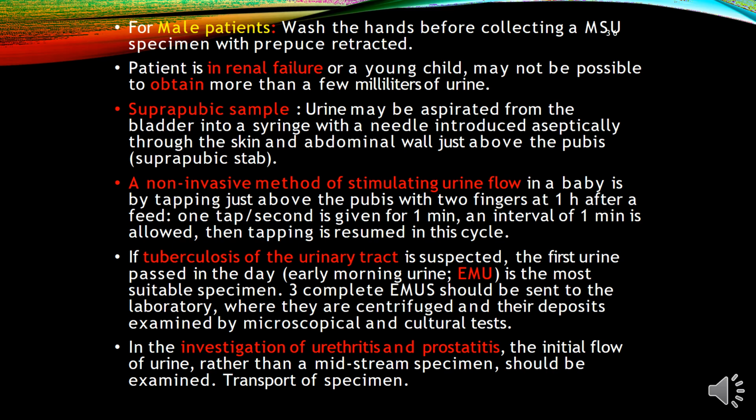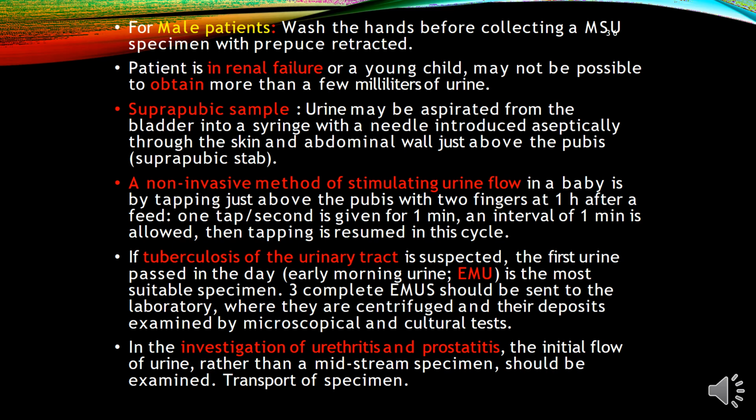A non-invasive method of stimulating urine flow in a baby is by tapping above the pubis with 2 fingers at 1 hour after feed. 1 tap per second is given for 1 minute. An interval of 1 minute is allowed, then tapping is resumed in this cycle.